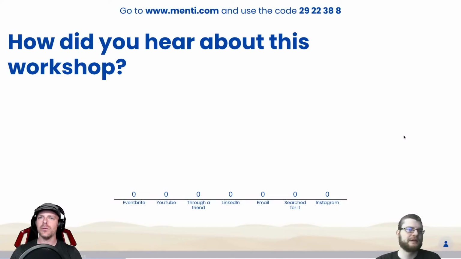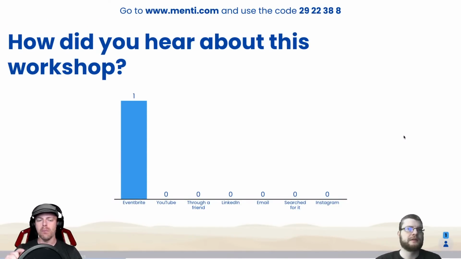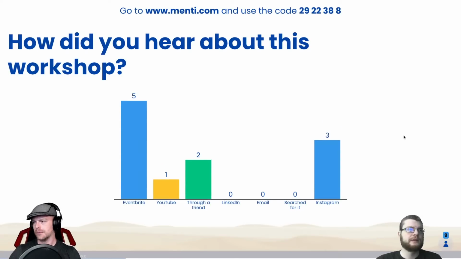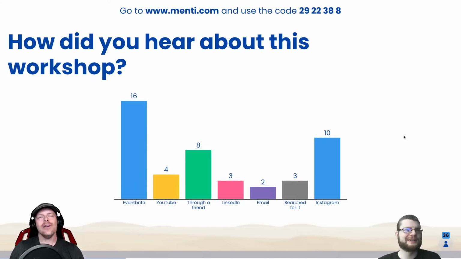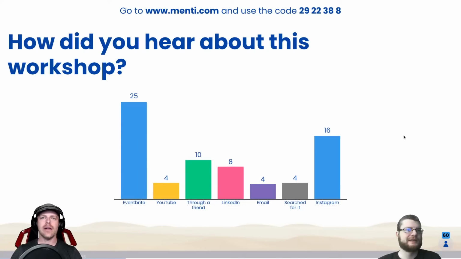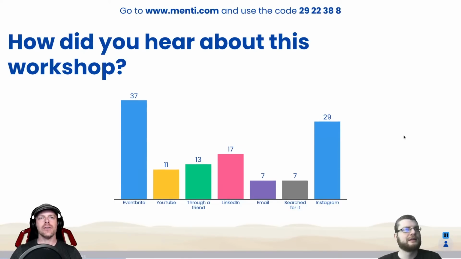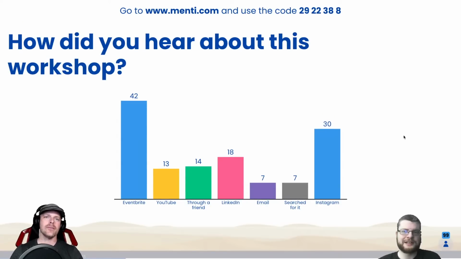And how did you hear about this workshop? By the way, you can choose multiple options in this one, just so you know. Instagram. You know, Instagram is actually a place where a lot of folks find out about us. So that's kind of cool. And Eventbrite is always really good too. And Through a Friend is awesome. Wow, LinkedIn. I'm actually really happy to see Through a Friend. That's the best kind of advertisement we can get, when you guys like what we do and share it with others.